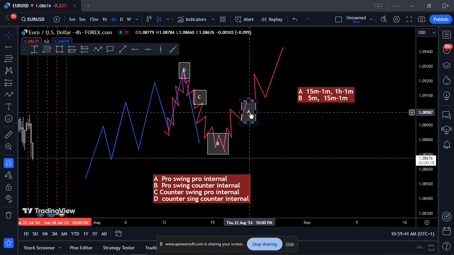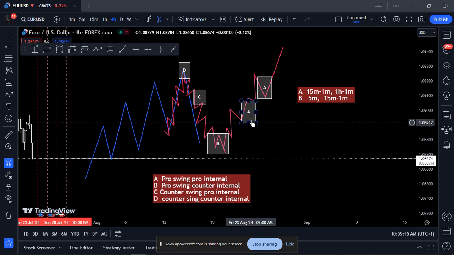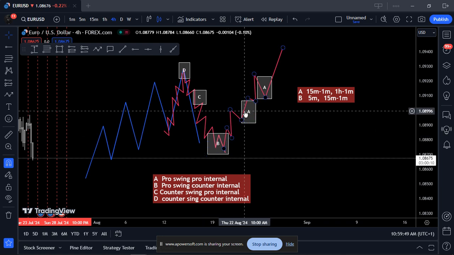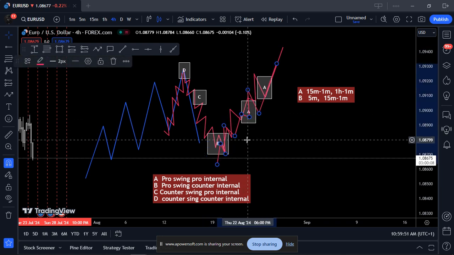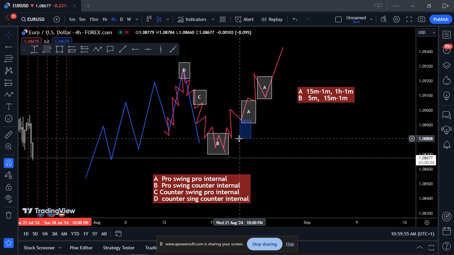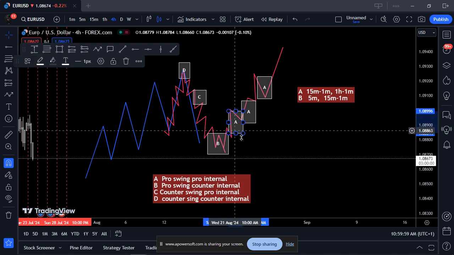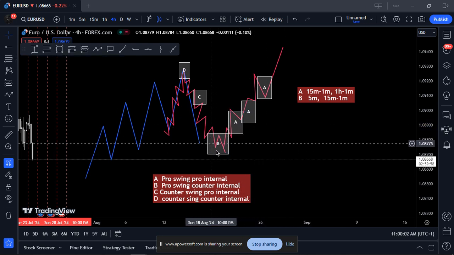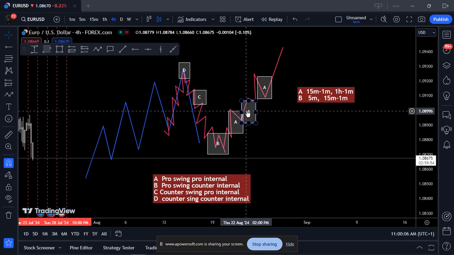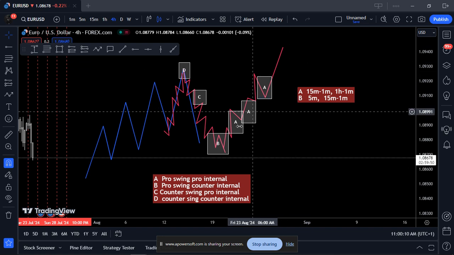So I can have A here, I can have A here as well. You see, B is always the start. I can have A in different places. So you see, I enter at B, meaning 5 minutes of 15. Then I keep looking for 15 minutes one because I know the trend has been established.